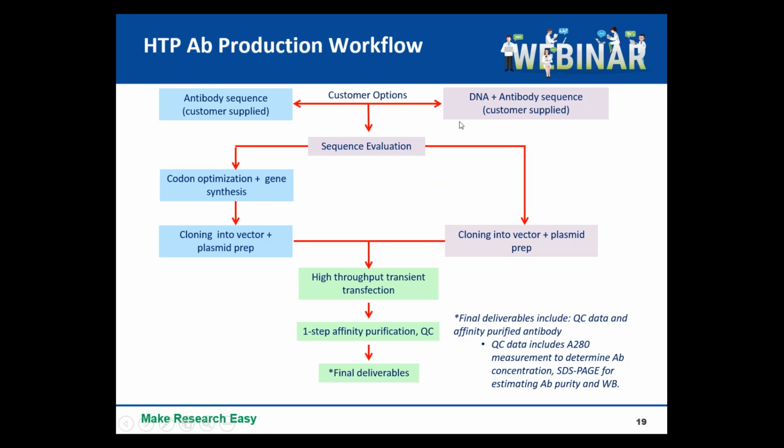So if you just hand us the DNA, then we still go through the same process. We don't have to do the codon optimization and gene synthesis, but the rest of the steps are the same. And final deliverables include purified antibody and QC data. And QC data includes A280, SDS-PAGE, and Western blotting.